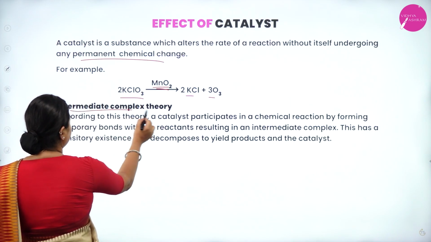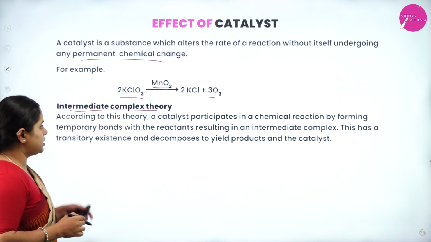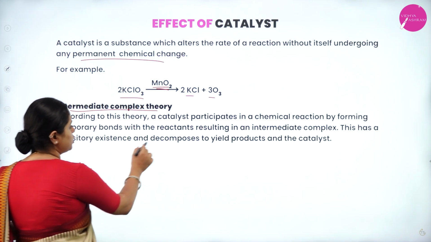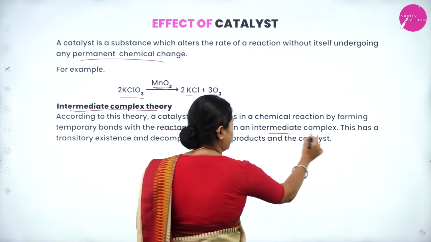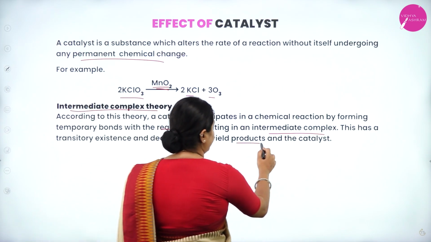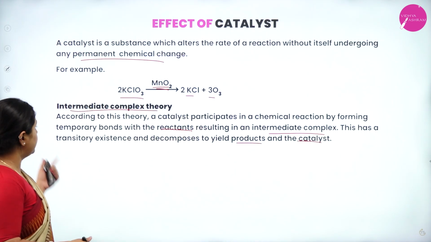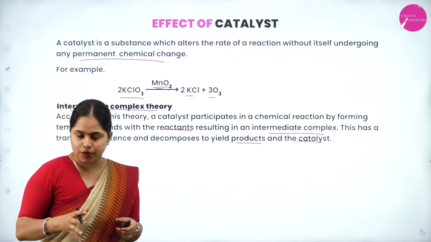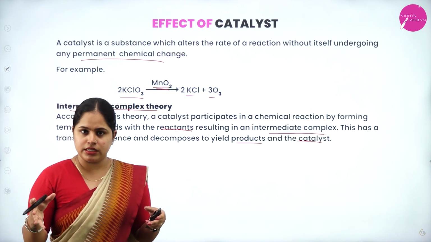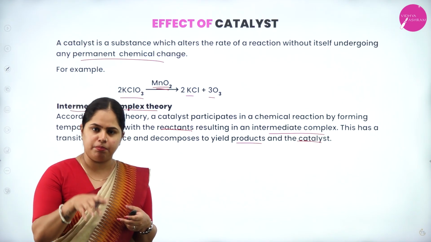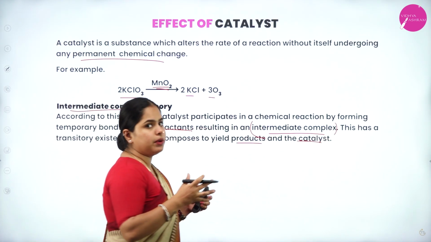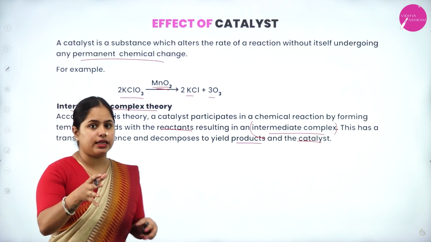Now what is the intermediate complex theory? According to this theory, a catalyst participates in a chemical reaction by forming temporary bonds with the reactants, resulting in an intermediate complex. This has a transitory existence and decomposes to yield products and a catalyst. So what does this theory say? The catalyst is added to the reaction. The reactants and the catalyst form a temporary bond, and it will form an intermediate complex between the reactants and the catalyst.